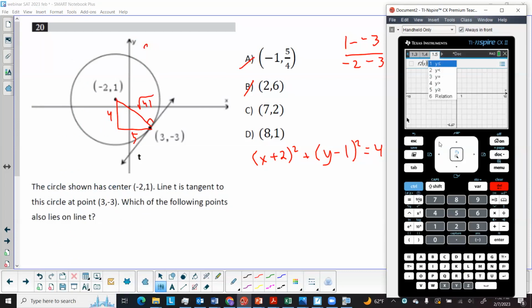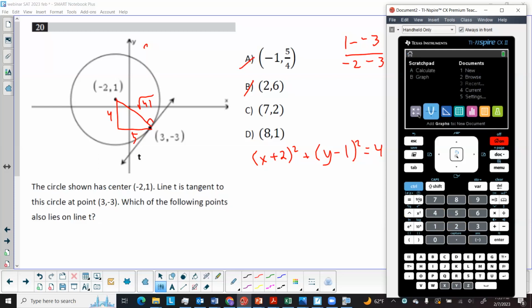So if you delete it on the Nspire and hit relation, then you can graph. You can type it in just like that: x plus 2 squared plus y minus 1 squared equals 41. And it'll graph that as an equation, which is different than drawing it as a circle there. So we can actually graph it like an equation. Tom, I learned this the other day, and I thought it was really interesting. I don't know if you knew you could do this.